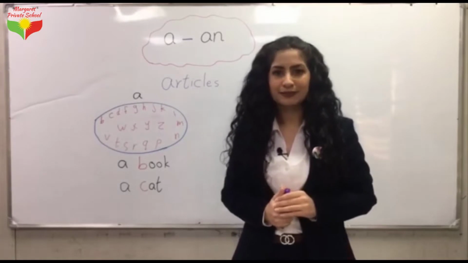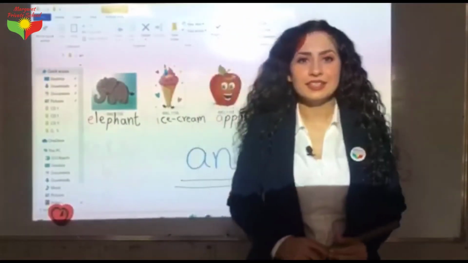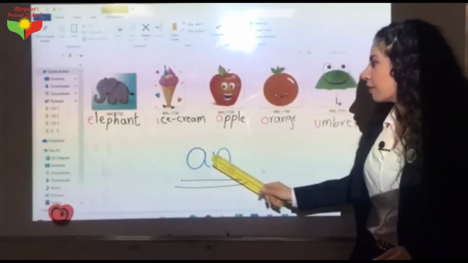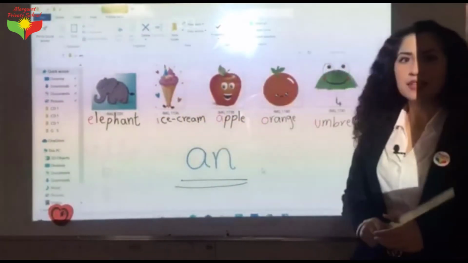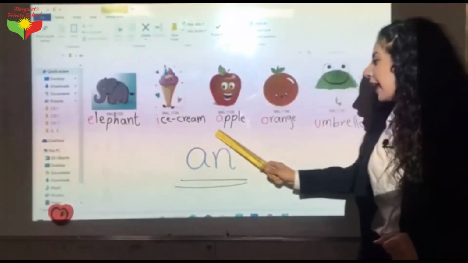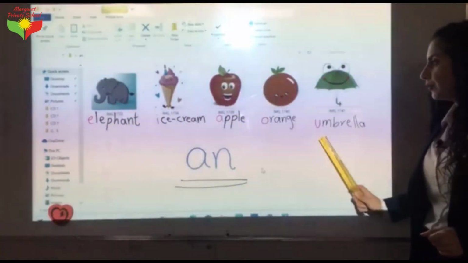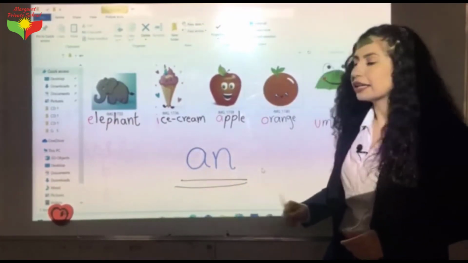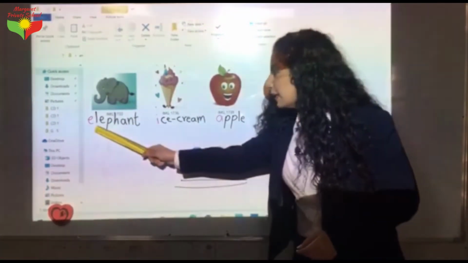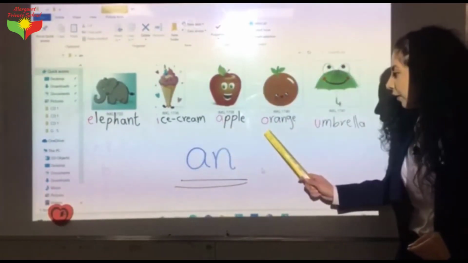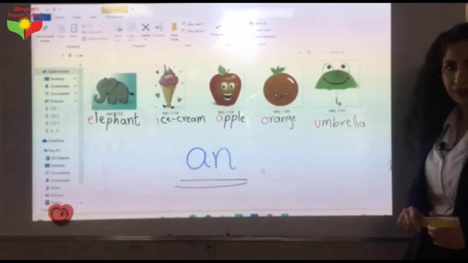Let's take a look. Dear kids, now look at here. We use an with those nouns that start with E, I, A, O, U. Okay.